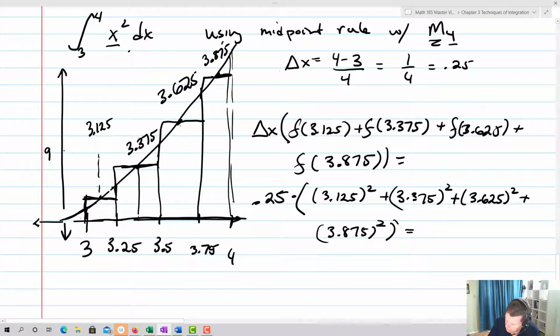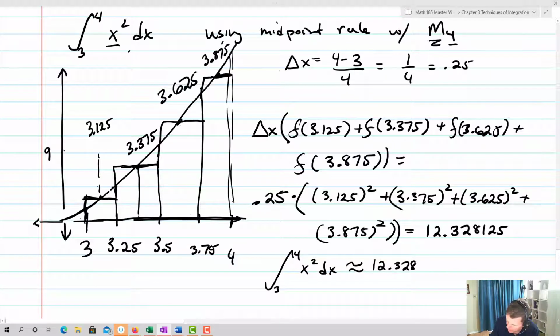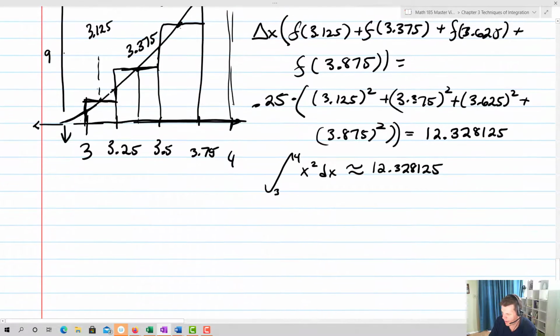So now pause the video for a second and go do your calculation. And so what I get when I do that is 12.328125. And that's my approximation. So what we'd say is that the integral from 3 to 4 of x squared dx is approximately equal to 12.328125. Now, the fact of the matter is that we don't actually have to do that.